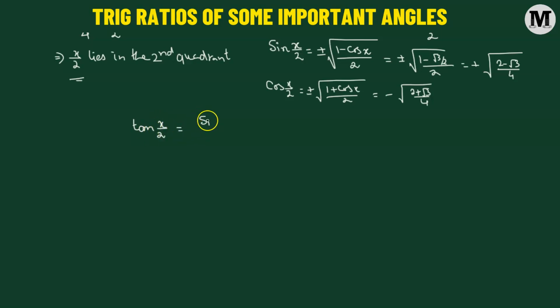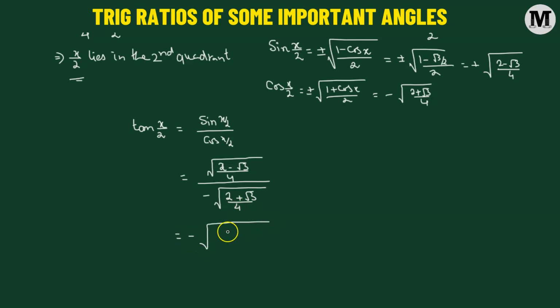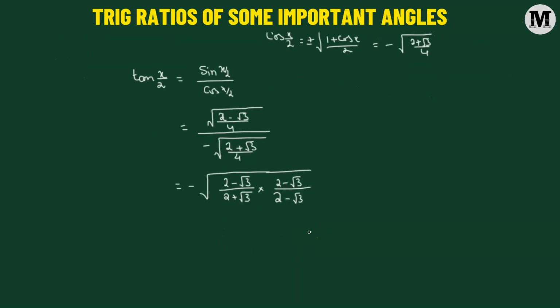That will be given by sine of the angle x over 2 divided by cosine of the angle x over 2. Taking the square roots, we have 2 minus square root of 3 divided by 4, whole divided by the cosine of x over 2, which came out as negative times the square root of 2 plus square root of 3 divided by 4. That equals negative times the square root of 2 minus square root of 3 divided by 2 plus square root of 3. We'll rationalize the denominator by multiplying both numerator and denominator by 2 minus square root of 3.